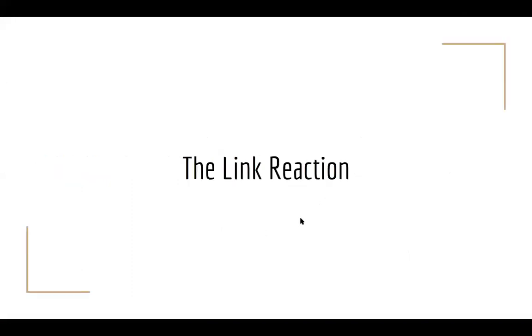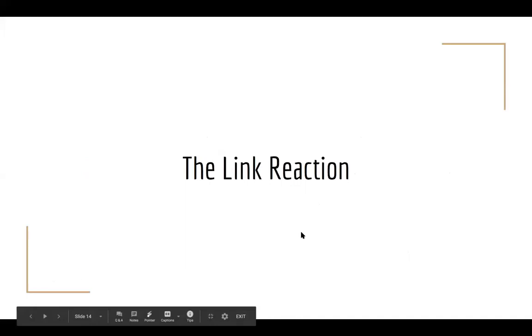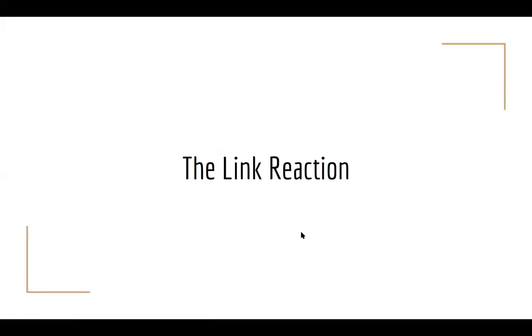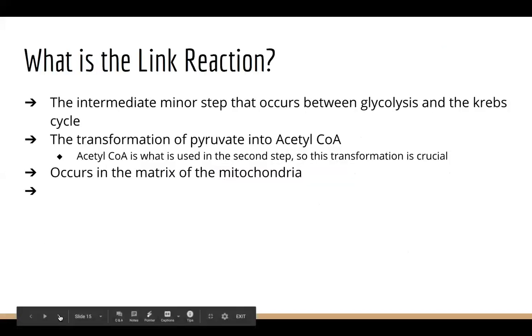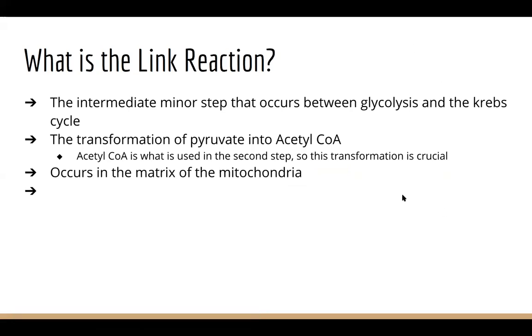Then let's keep going. So the link reaction is kind of special. It's not the second step. It's actually like step 1.5. So it is the intermediate minor step that occurs between glycolysis and the Krebs cycle. It is the transformation of pyruvate into acetyl cofactor A. Acetyl cofactor A is what's used in the second step. So this transformation is crucial. You can't go on unless the link reaction occurs, and it occurs in the matrix of the mitochondria. So this is where our reaction moves from the cytosol to the mitochondria.